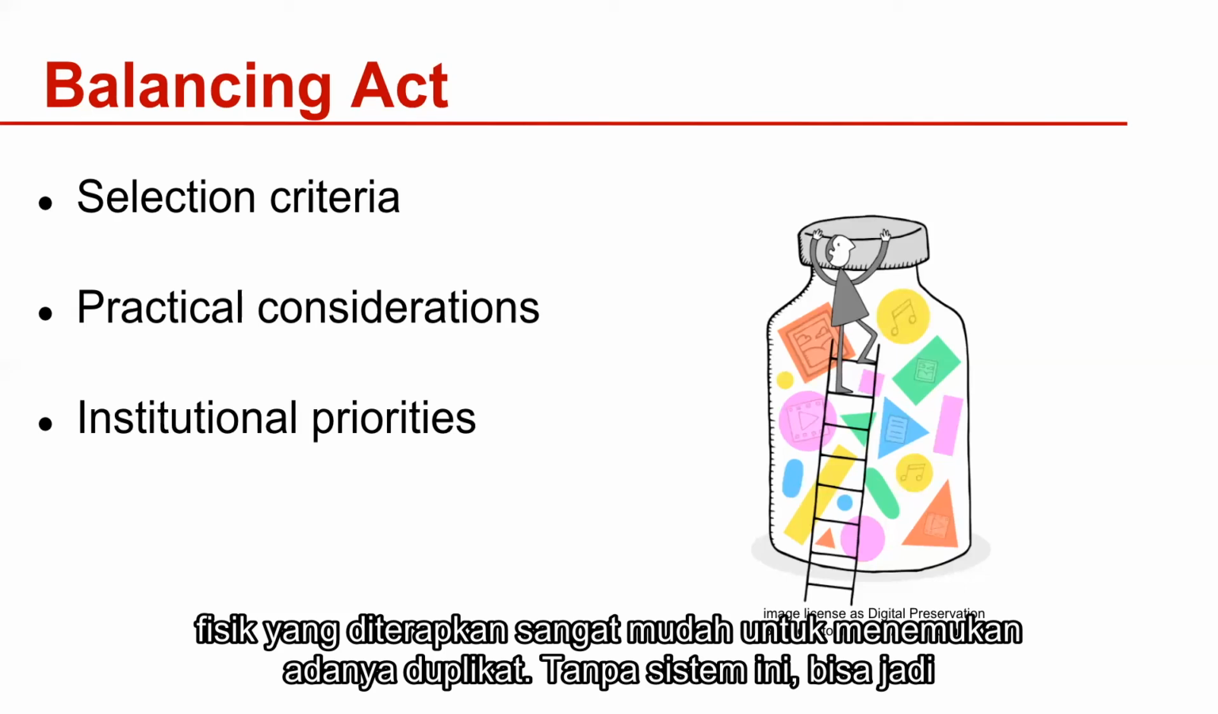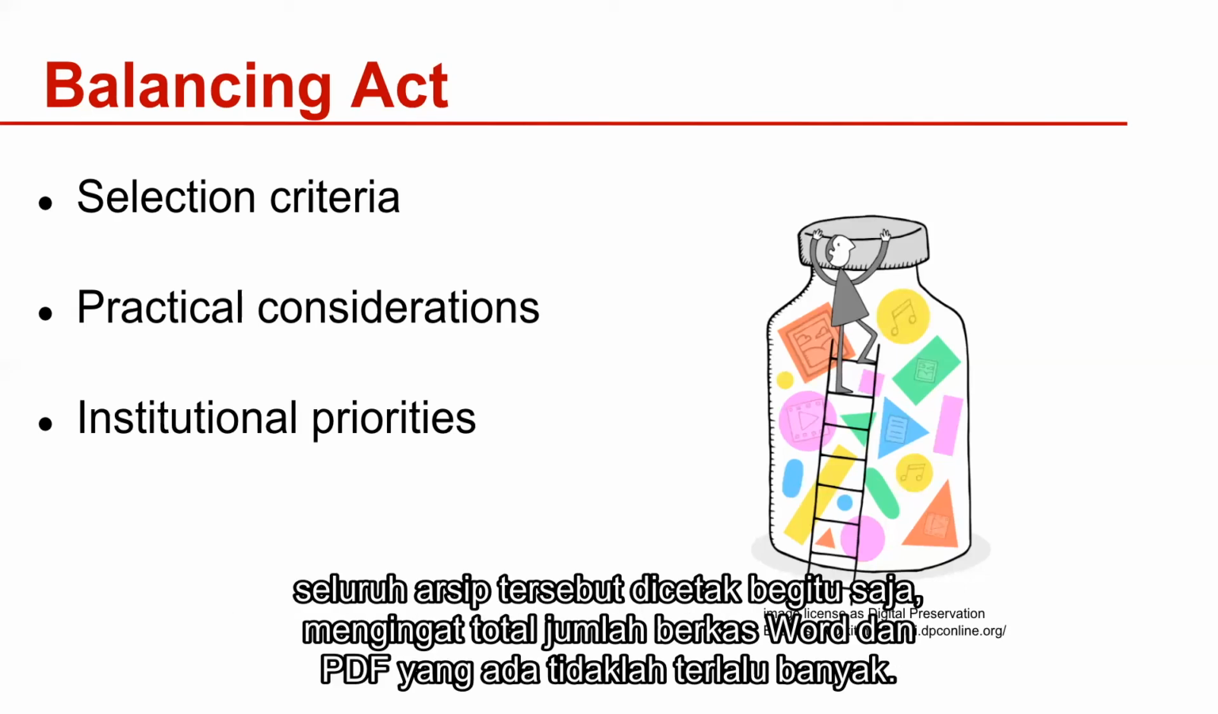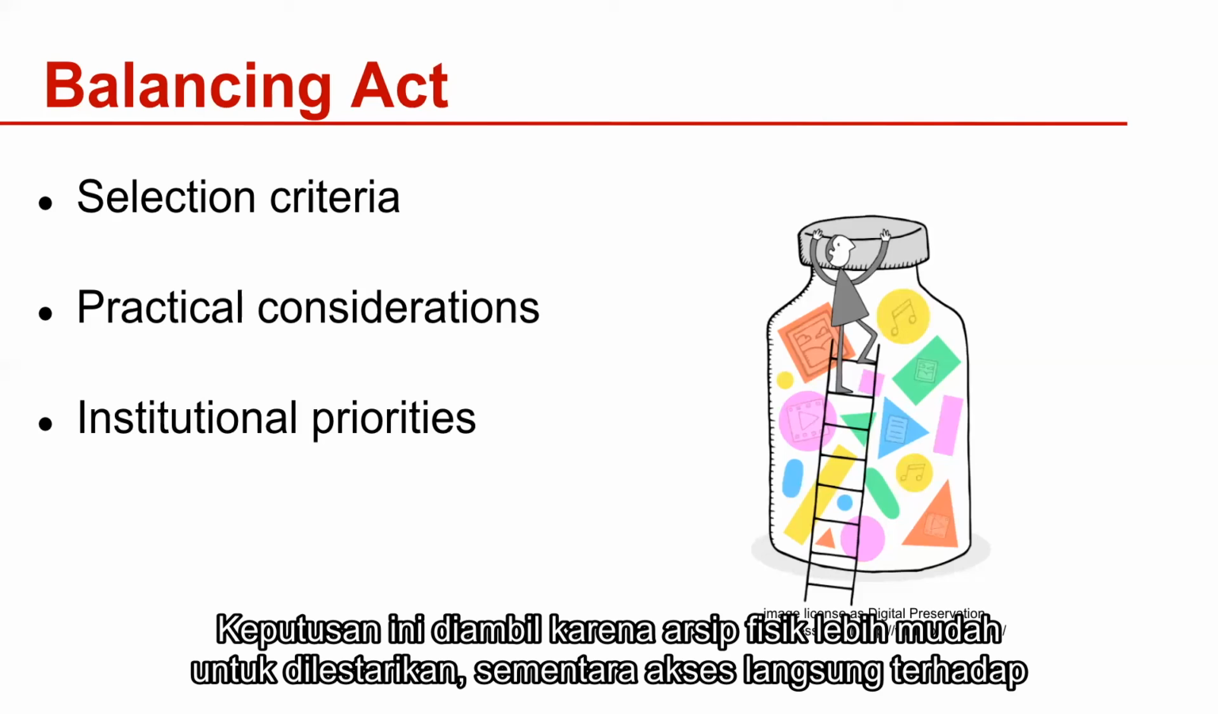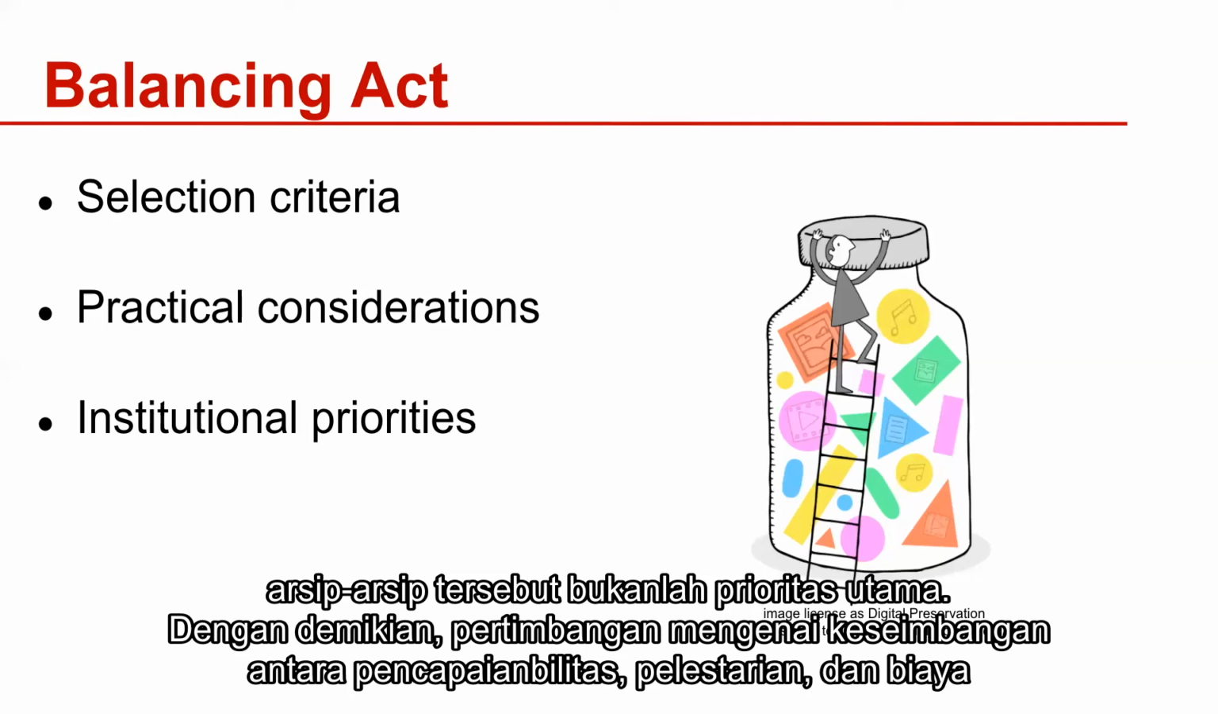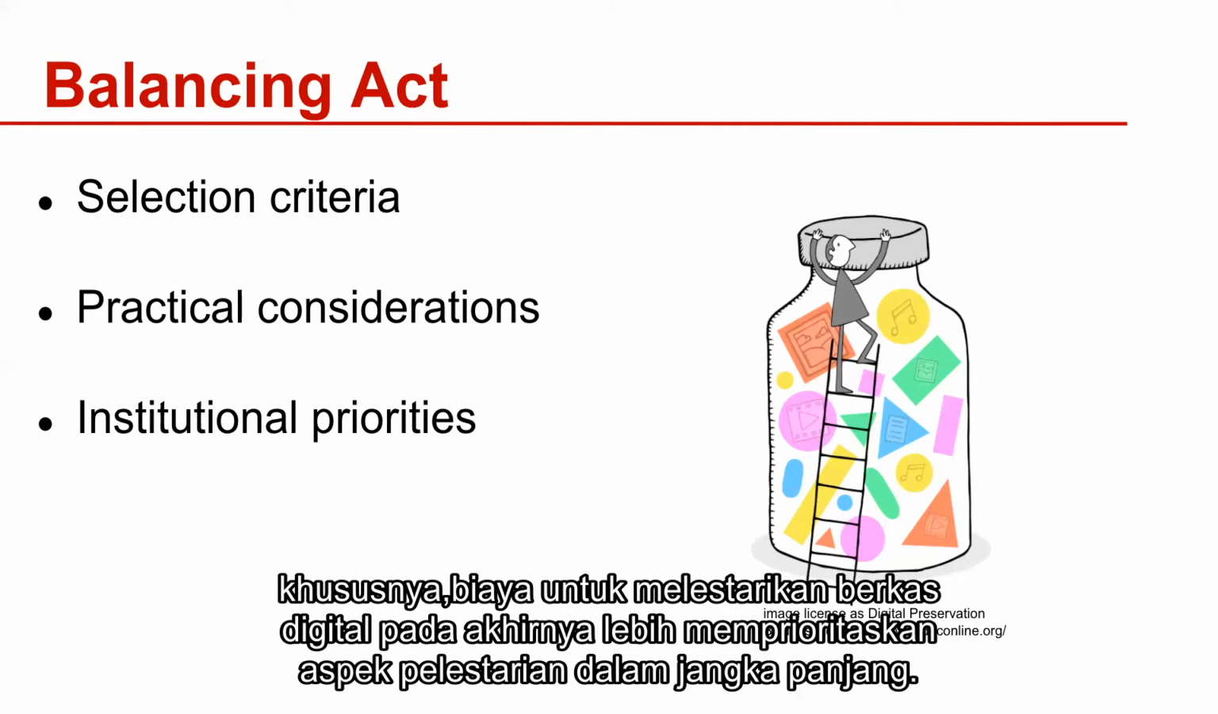Without this, the records may have just all been printed, because the total amount of those Word and PDF files was not very high. This decision was made because paper is easier to preserve, and immediate access to the records was not a high priority. So the balance of access, preservation, and the cost to preserve the digital files outweighed that over time.